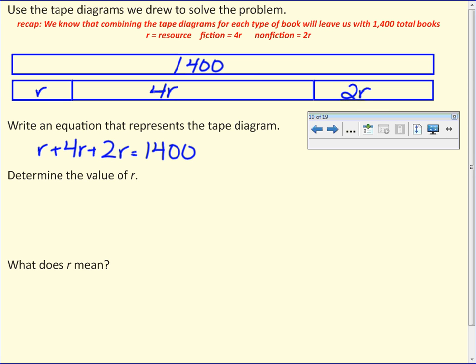How many R's all together? I have an R here, 4 of them here, 2 of them there. So how many all together do I have? 7. You told me how many terms there are.